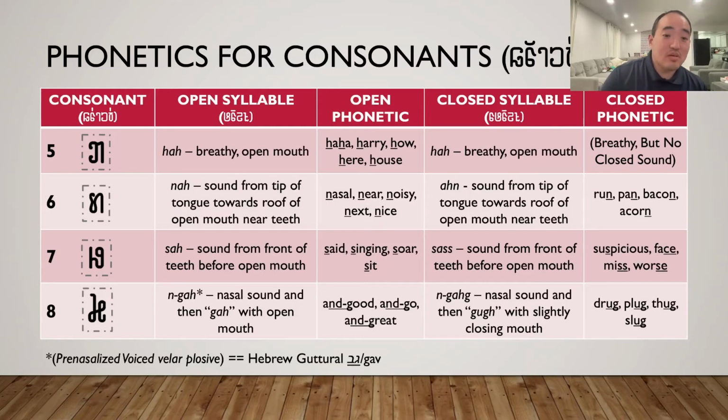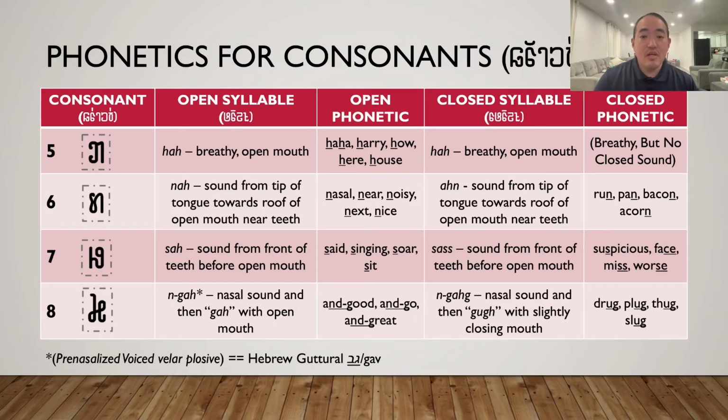All right, now for the next one. This one is pronounced na-an. For the open syllable, it's pronounced na, and it should come from the tip of your tongue towards the roof of your teeth, just where that ridge is. Na, na, right? You hear it in words like nasal, near, noisy, next, or nice. Pretty straightforward, that should be pretty easy.